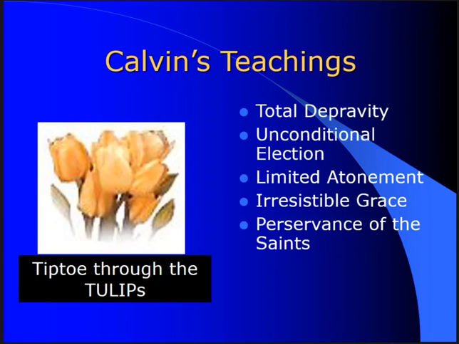So, total depravity is the key. Calvinists believe that you're totally depraved. That means that even your mind is so messed up that you cannot believe the gospel. You cannot understand it because your mind is corrupt. Okay? What does that mean? That means that you cannot come to an understanding, so God unconditionally elects you.